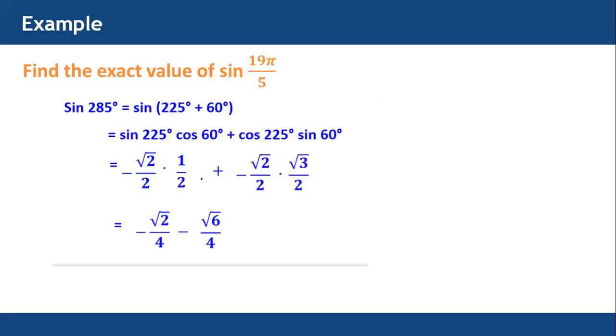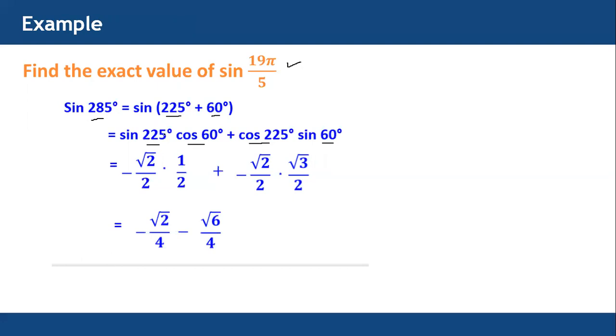Same, we have sine 19π/5. This one is in radians, so you need to convert it into degrees. If you convert this to degrees it equals 285, so we can write it like sine(225 + 60). So the first term is sine 225 times cosine 60, plus cosine 225 times sine 60.